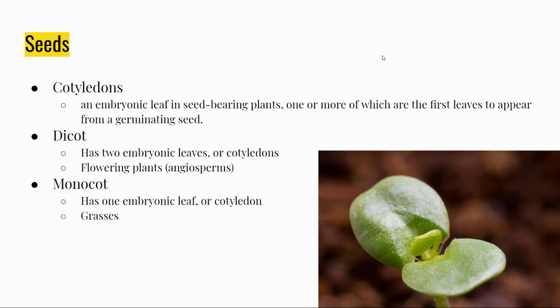All right, so last little bit, we'll deal with seeds. We see the term cotyledons, which is an embryonic leaf in a seed-bearing plant, one or more of which are the first leaves to appear from a germinating seed. So a dicot is going to have two cotyledons. And typically with dicots, we see flowering plants, also known as angiosperms. Monocots are going to have one cotyledon or one embryonic leaf. And these are typically grasses. Corn is another example of a monocot.